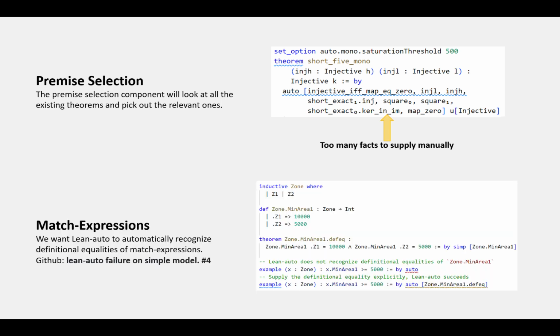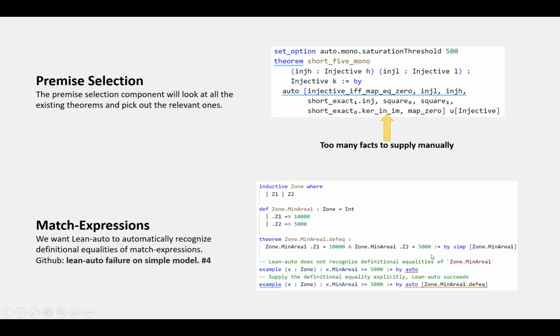We also want LingAuto to automatically recognize definitional equalities of match expressions. So for example, here we have an inductive type that has only two elements, and we defined a match expression over this inductive type. So this match expression has definitional equalities, which is just the function applied to z1 is equal to 10,000, and the function applied to z2 is equal to 5,000.